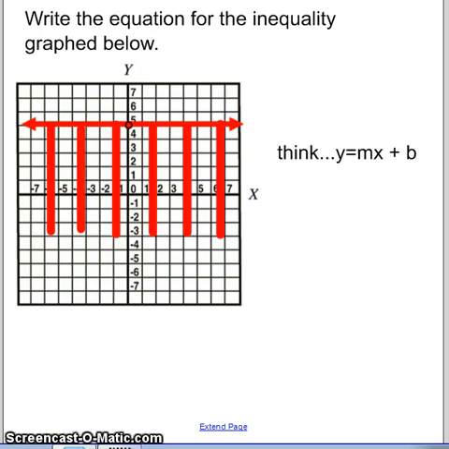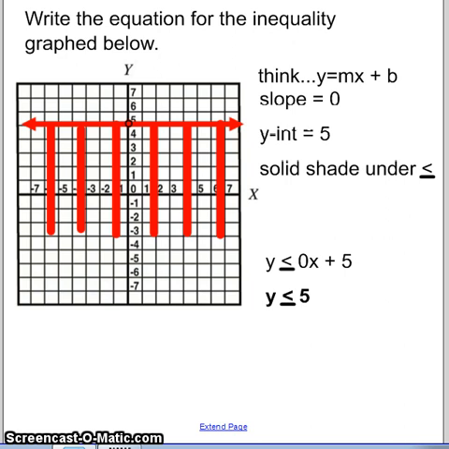We do this one the same way. We figure out the equation of this line, but it's going to be a less than or equal to this time because it's a solid line shaded down. This was the line y equals 5, so it's going to be y is less than or equal to 5.